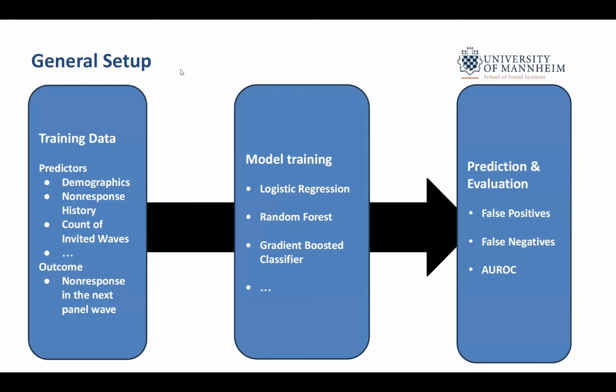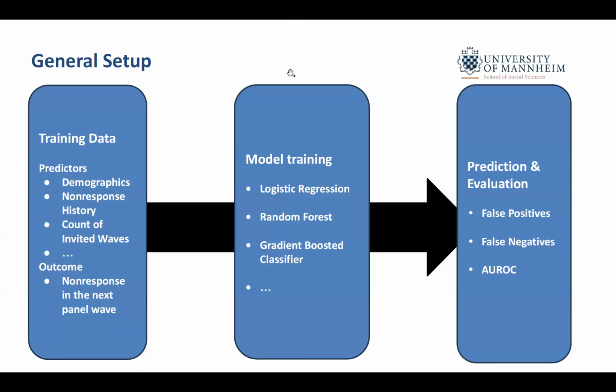Okay, so starting with this slide again. The setup is that for the most part, we will have training data available from a given panel survey. A set of common predictors include demographic information, non-response history, and other information from a given participant over the previous waves. And our objective is to model or predict non-response in the next panel wave.